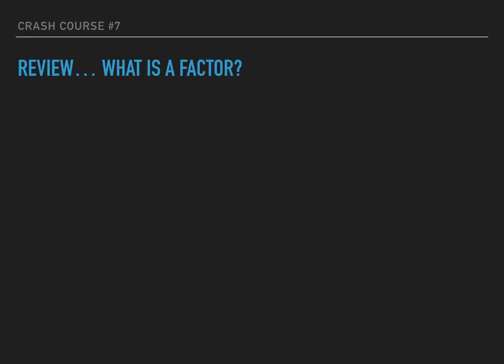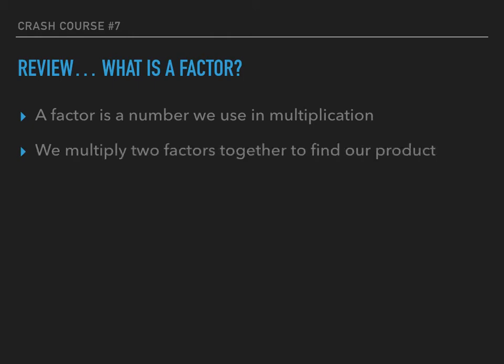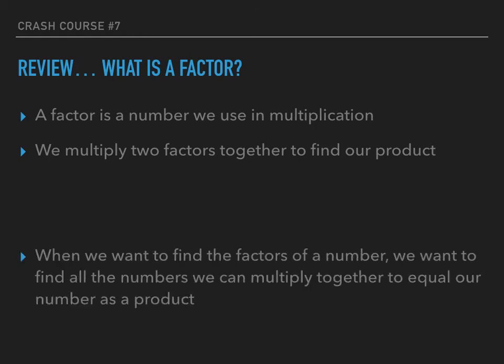Let's remind ourselves, what is a factor? A factor is a number we use in multiplication. We multiply two factors together to find our product. When we want to find the factors of a specific number, we want to find all the numbers we can multiply together to equal our number as a product. So again, we have a factor multiplied by a factor, and that's going to equal our product. So when we're finding factors of numbers, we're finding all the numbers that multiply together to equal that specific number.